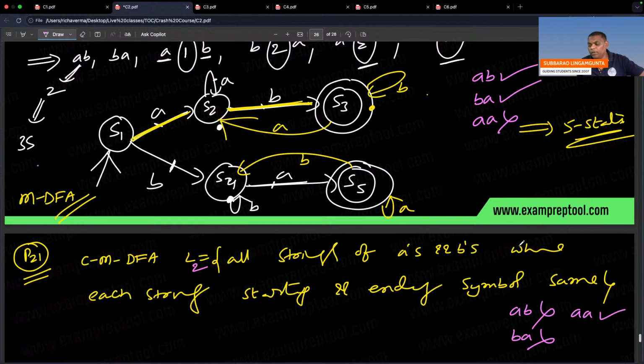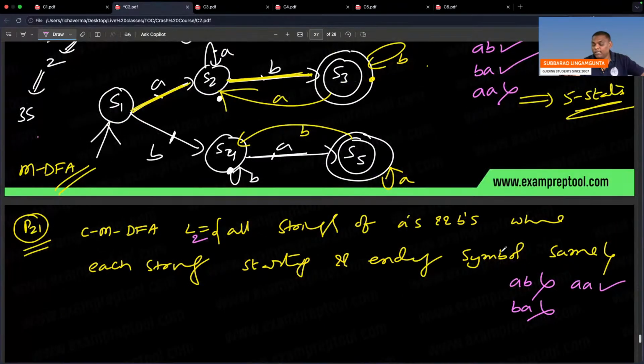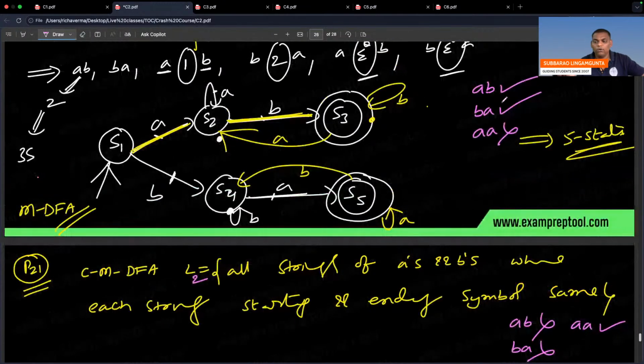What is the meaning of complementation? If you and I are complements, when I say yes, you will say no, and when you say yes, I will say no. That is the meaning of complement. So for a starting and ending different symbol, you will say yes, so I will say no. For the same symbol, you will say yes, so I will say no. L1 and L2 are complements of each other.